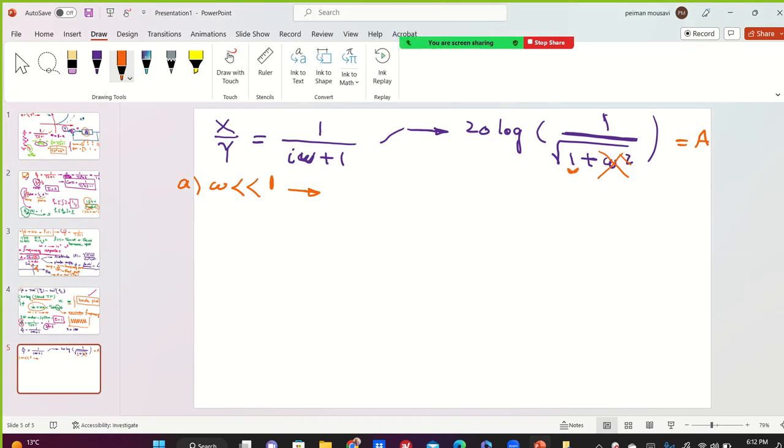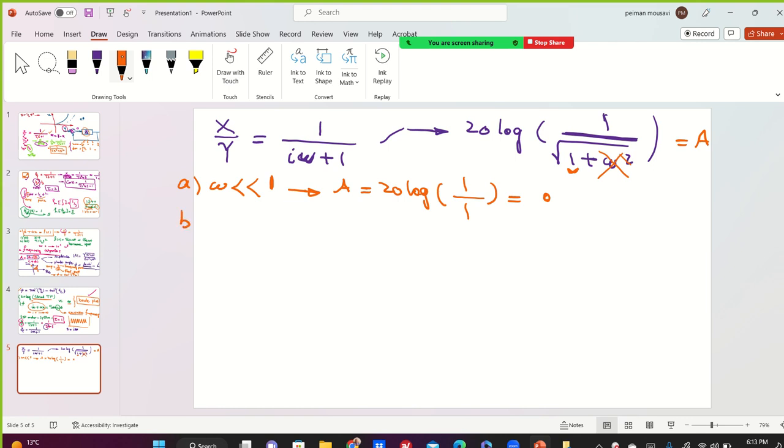So we had A is going to be 20 log of 1 over 1, because I said omega is smaller than 1. What is log of 1? What is log of 1? From high school. No, man. What is log of 1? 0. Just Google it. Put it in a calculator.